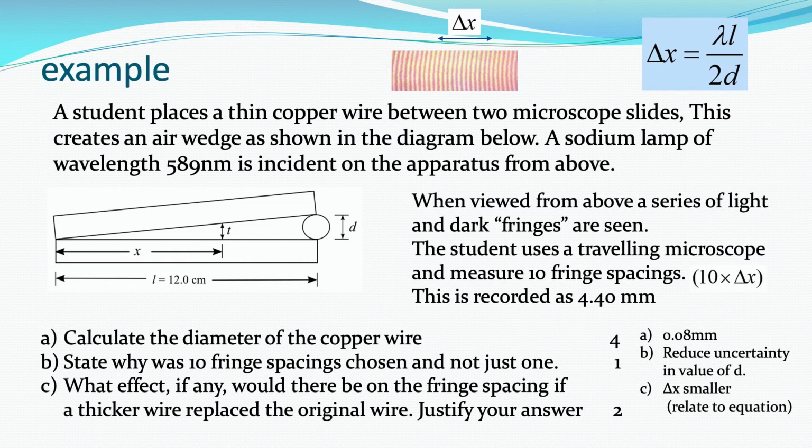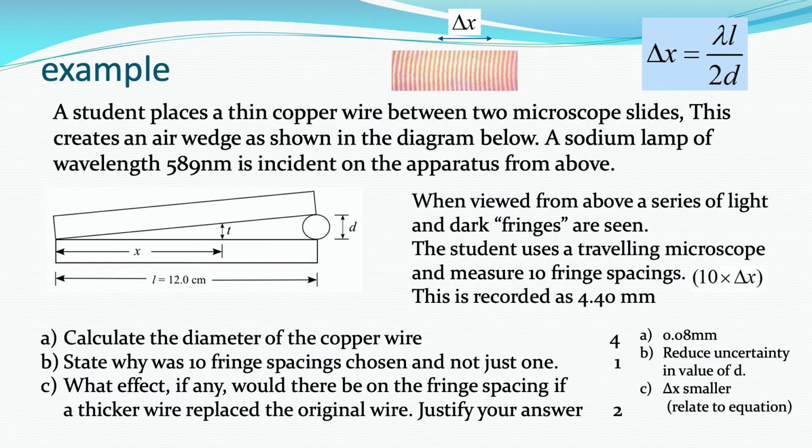Your 10 delta x is 4.4 millimeters. So 1 delta x will be 0.44 millimeters. And if you put the length of the glass slide, 12 centimeters, and the wavelength of the sodium light, 589 nanometers, into that relationship, you'll get an answer for small d of 0.08 millimeters.